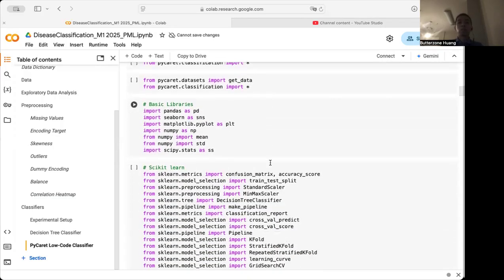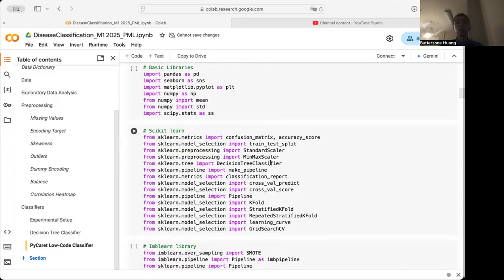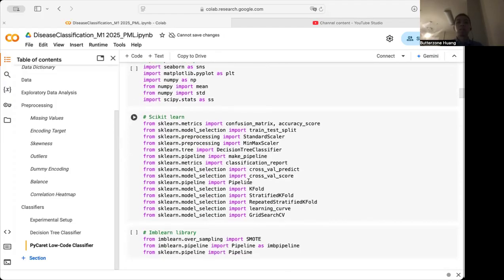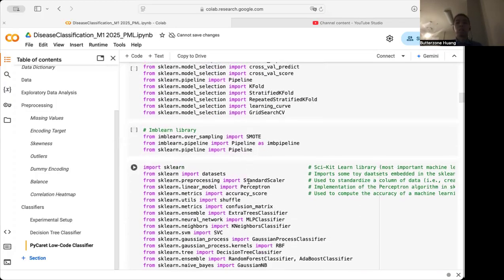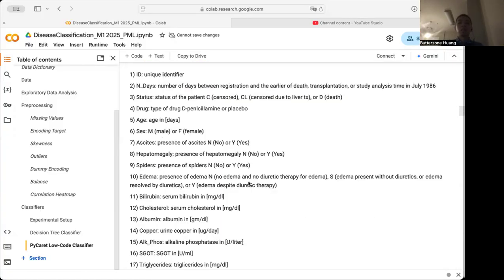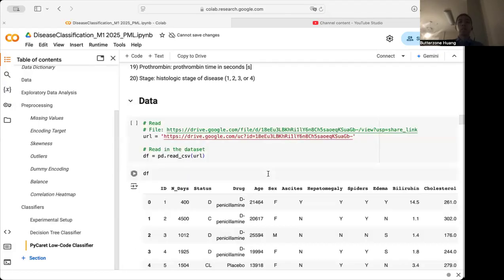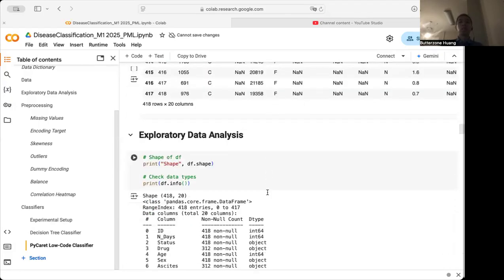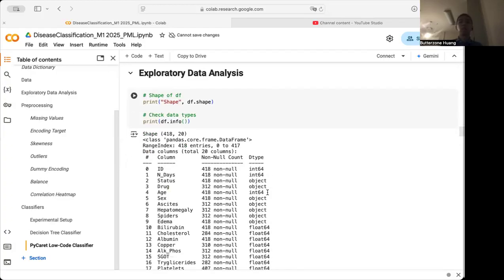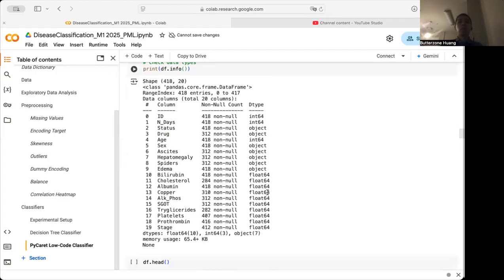The first step is just quite straightforward. Install all the libraries needed, and those are pandas, Seaborn, Matplotlib, NumPy, scikit-learn, imbalanced-learn, and etc. So let's look at the data set. There are 20 variables in total. Some are basic information such as age and sex. Some are medical related like bilirubin and hepatomegaly.